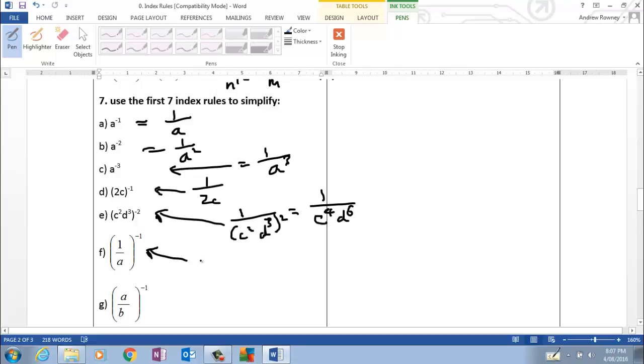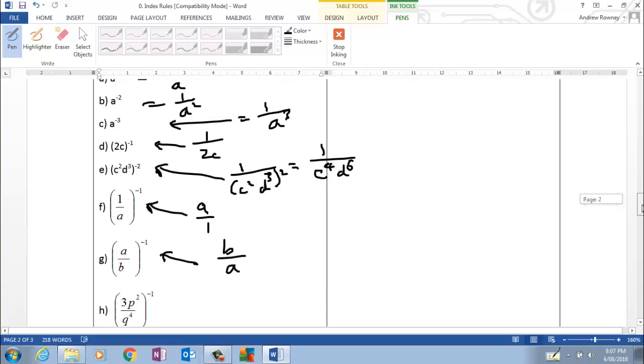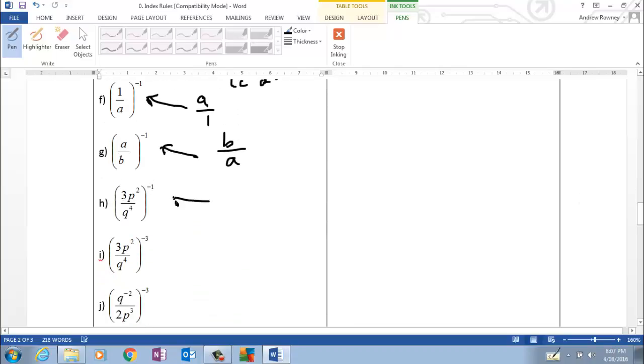This one here is we could use the quick way where we flip that upside down. That's just a on 1. The minus just flips the fraction the other way. This one here, you flip that upside down, that'll be b on a. This one here, you flip upside down, so it'll be q4 and 3p squared. This one here, get rid of the minus, you flip it upside down, q4, 3p squared, but we've still got the 3.